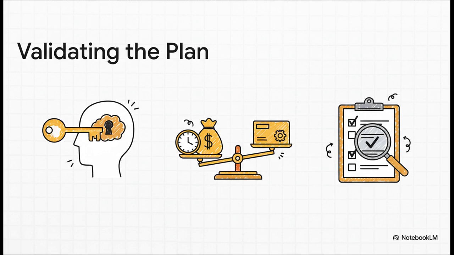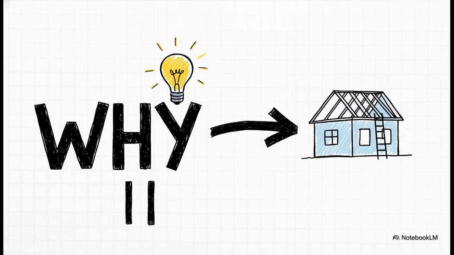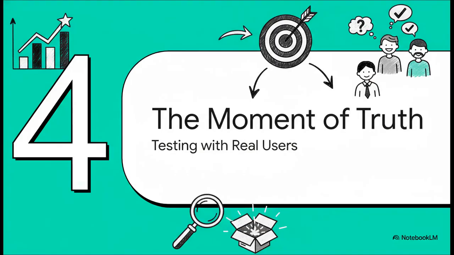Like, first, is this feature even needed? Is it valid? Then, we have to ask about realistic. Can we even build this with the time and the tech we have? And finally, verifiability. How are we going to know for sure when it's done correctly? Ultimately, it all comes down to taking that moment to just pause and make sure you really, truly understand the why behind the what. But hey, no matter how well you think you understand the why, you still have to confirm that your solution actually works for people.